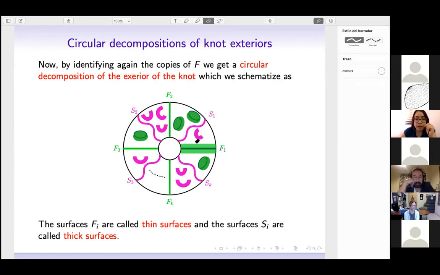Since in every step, when we attach one-handles, we increase the genus, we will call the Heegaard surfaces thick surfaces. And when we attach two-handles, we decrease the genus, so we will call these surfaces thin surfaces.